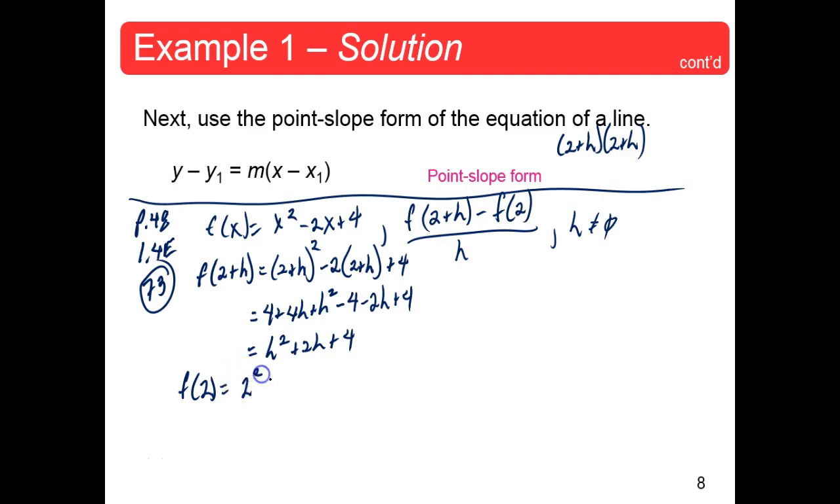2 squared minus 2 times 2 plus 4. Okay, and what does that come out to be? 4 minus 4 plus 4. All right, we're stuck on 4s, aren't we?